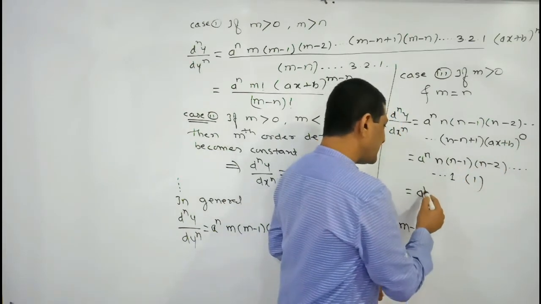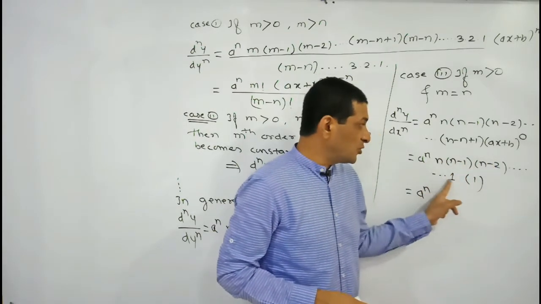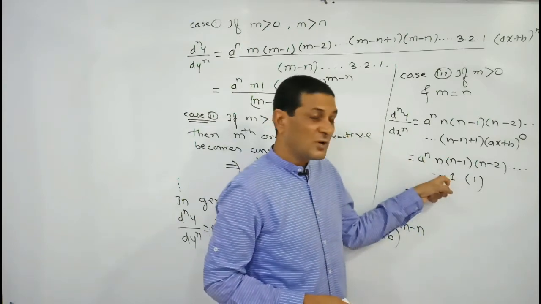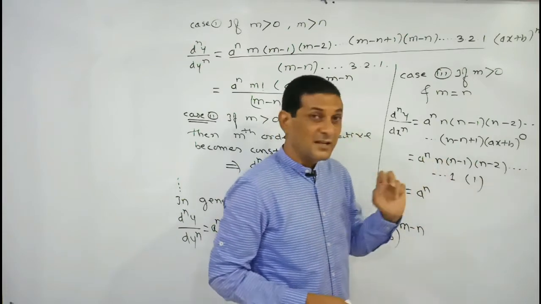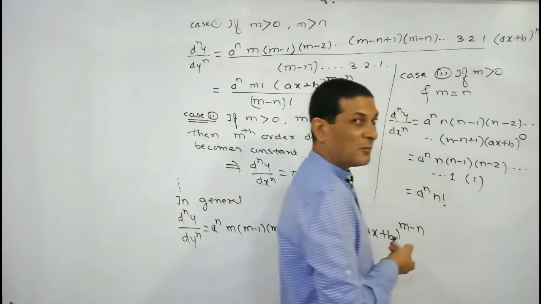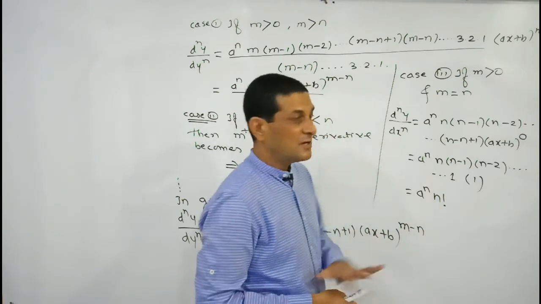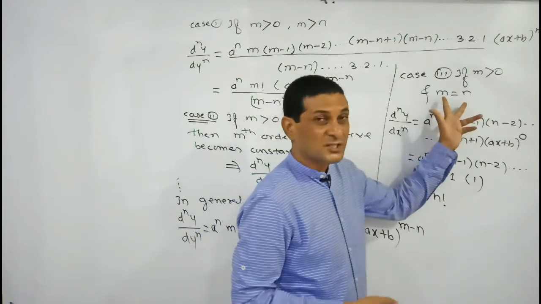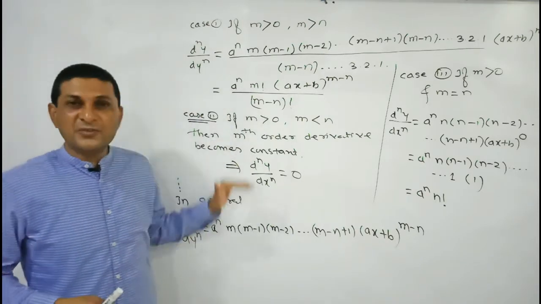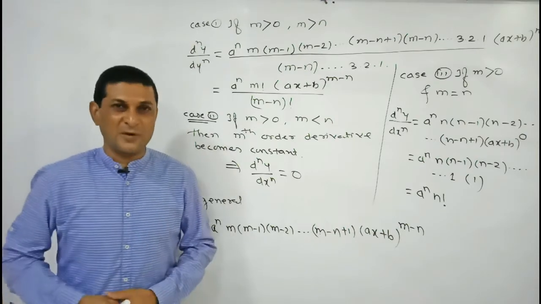Now, can I write it as a raised to power n? If you observe here, n into n minus 1, n into n minus 2 up to 1. This means it is the product of the first n natural numbers: 1, then 2, 3, 4, 5, 6 up to n. Means it is the product of the first n natural numbers, and the product of the first n natural numbers is denoted by n factorial. Means the result we are getting here is a raised to power n into n factorial, which will be the value of the nth order derivative in the case when m and n are equal. In this way we have got the three different cases in this example, and here we have completed the first example from this question number 4.